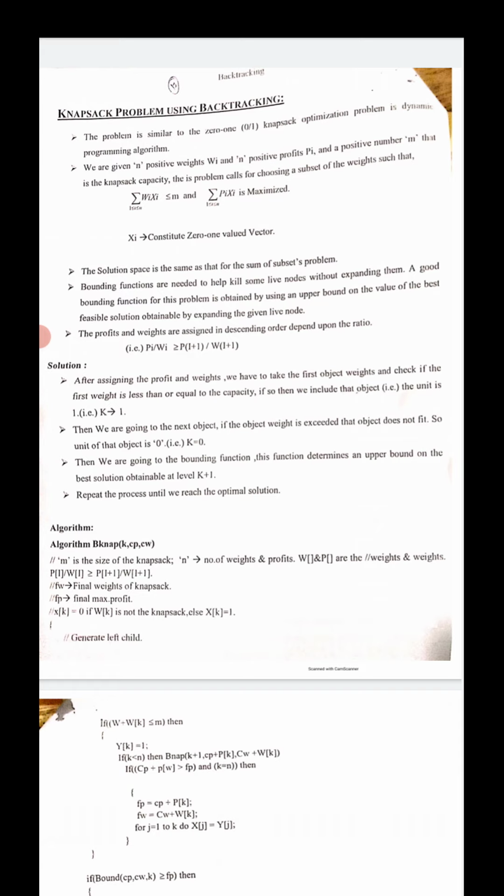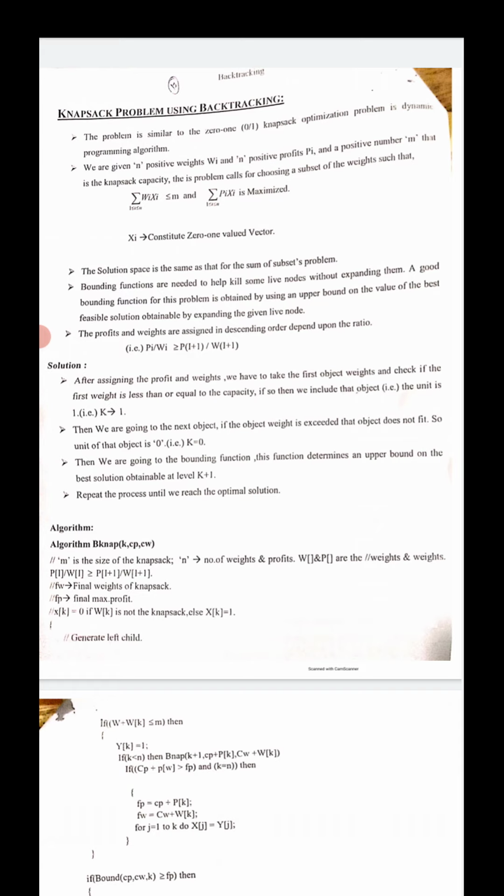Here we are studying the bounding function. It is needed to help kill some live nodes without expanding them. A good bounding function for this problem is obtained by using an upper bound on the value of the best feasible solution, which is attainable by expanding the given live node.